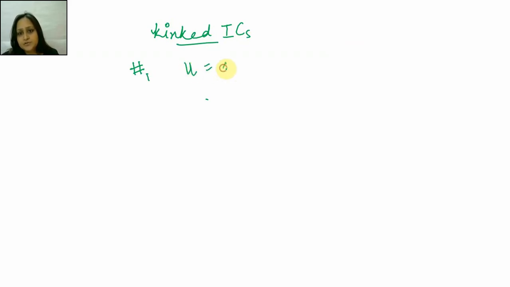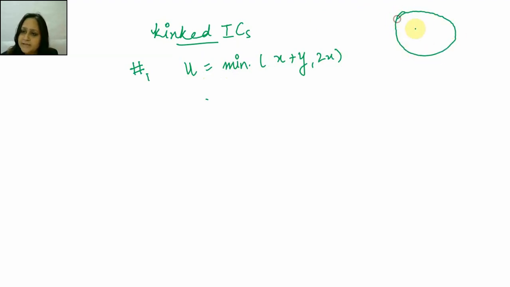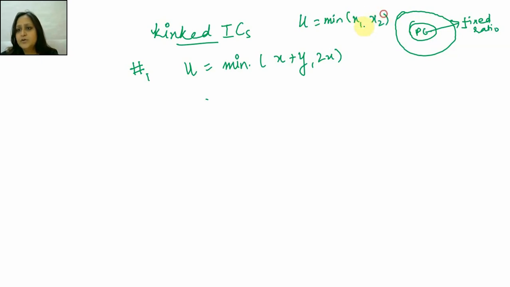So u is equal to minimum of x plus y comma 2x. See, the first thing I want to point out is, of all the kinked ICs, perfect complements is a very small subset. Perfect complements के अंदर हमारे पास fixed ratio होता है. हमने उसका general form किया था. It is u is equal to minimum of x1, x2, where both the powers are 1. Any other form of a min function is not perfect complement.